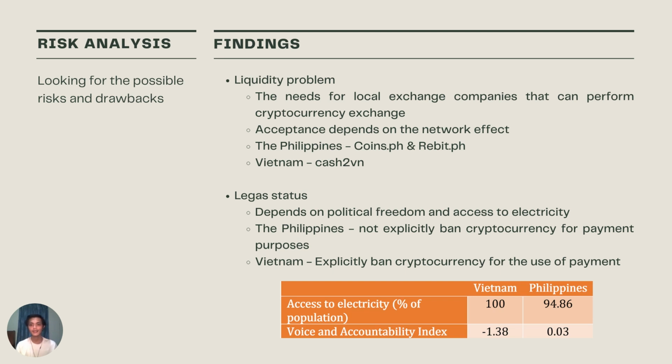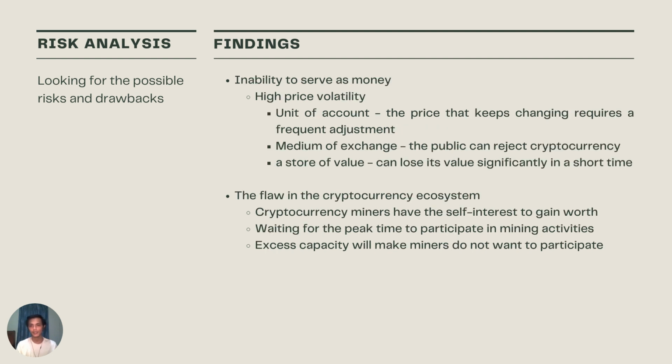Here is the data for Vietnam and the Philippines. The Philippines has relatively lower access to electricity compared to Vietnam, and according to the Voice and Accountability Index that proxies the level of freedom in a country, the Philippines has relatively higher freedom than Vietnam. This index ranges from negative 2.5, which represents weak freedom, to positive 2.5, which represents strong freedom.